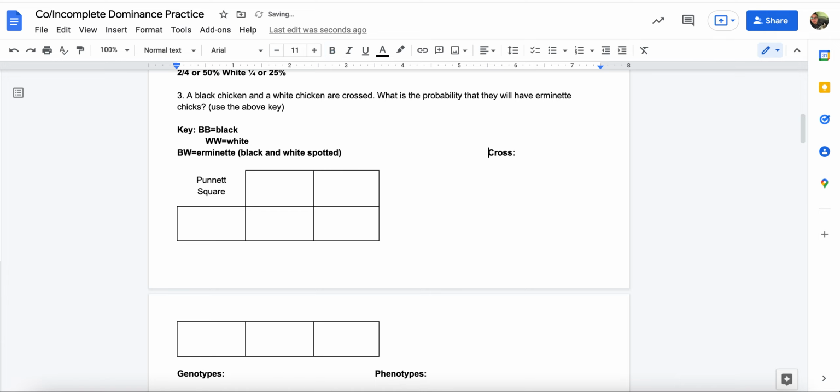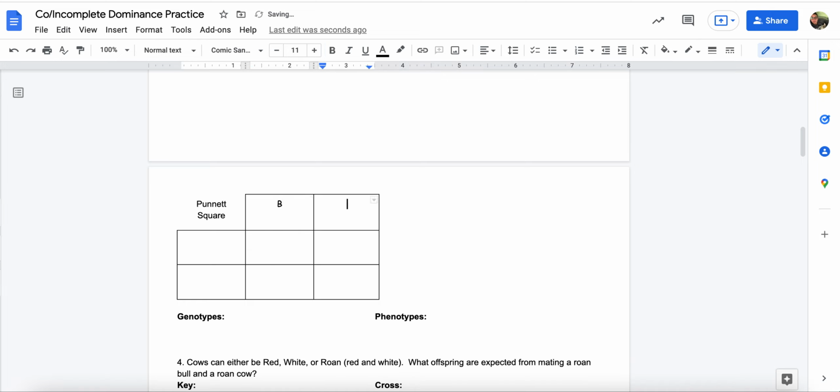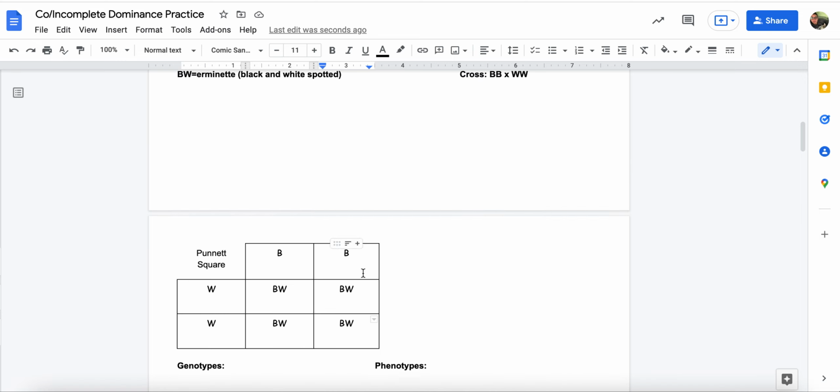When we go to look for our cross, look at the problem. It says a black chicken and a white chicken are crossed. So black, we have our key, capital B, and a white chicken, capital W. So we're going to put 1 letter in each box. When we go to fill it in, we're going to find that every box has a capital B, capital W. So what this means is if these 2 chickens make offspring, every single offspring is going to have this genotype, and every single offspring will be erminette.